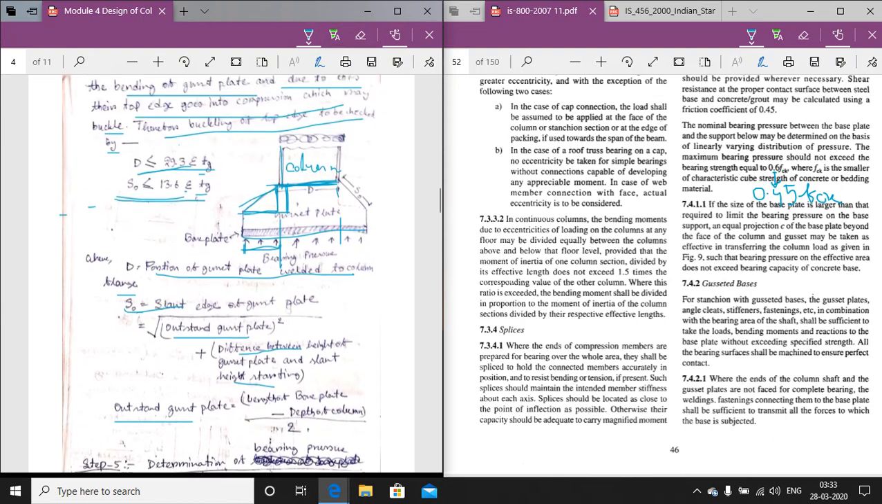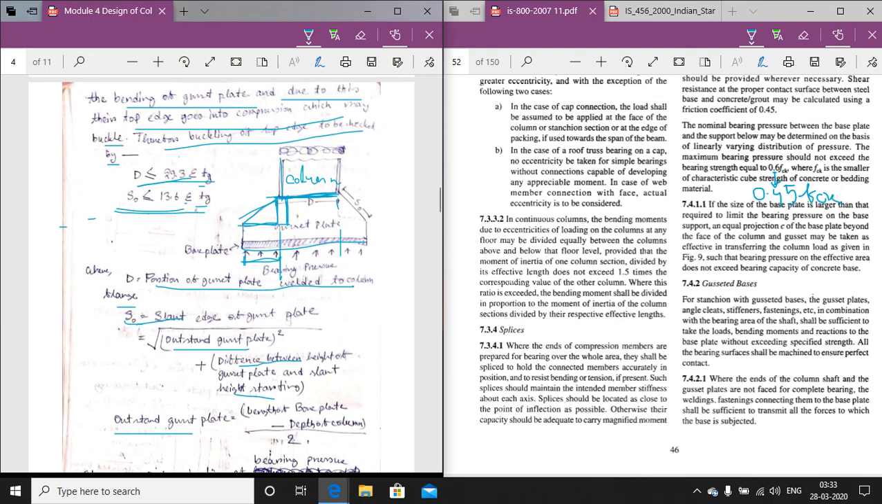As in step 4, the height of the gusset plate we need to determine. So the number of the bolt rows in the gusset plate we have to determine. Please make sure that we first determine the number of rows of bolts in the gusset plate. Okay, so this is step 4.